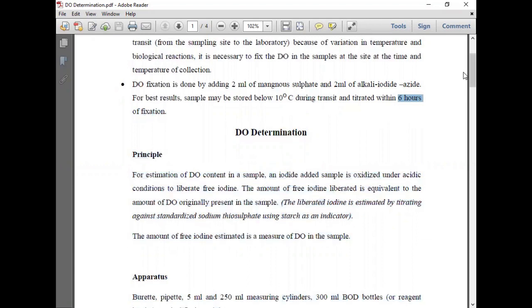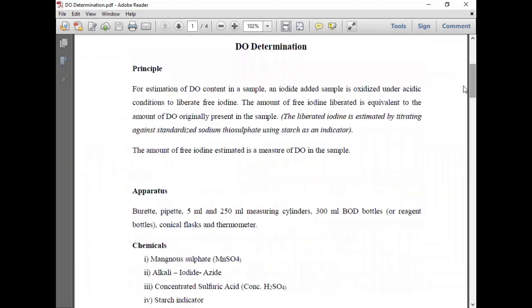So let's understand now the DO determination process. The principle here is for estimation of DO content in a sample, an iodide added sample is oxidized under acidic conditions to liberate free iodine. The amount of free iodine liberated is equivalent to the amount of DO originally present in the sample, right? The liberated iodine is estimated by titrating against standardized sodium thiosulfate using starch as an indicator. The amount of free iodine estimated is a measure of the DO in the sample.